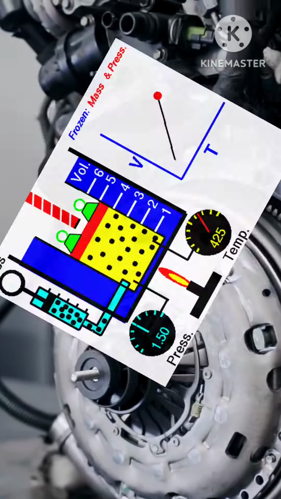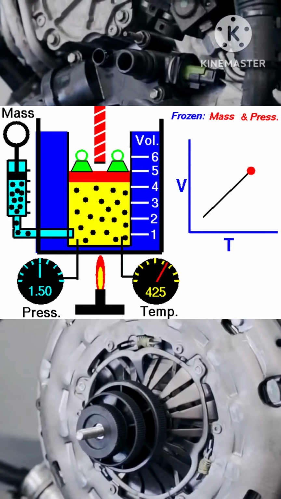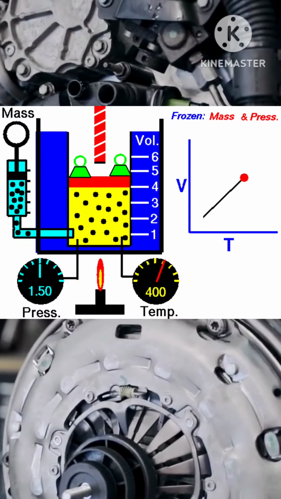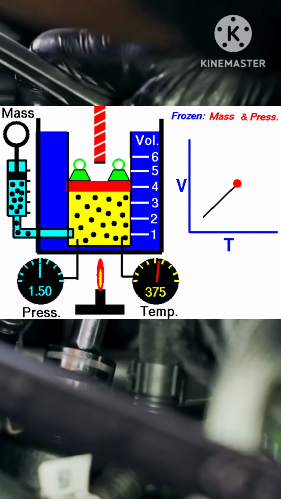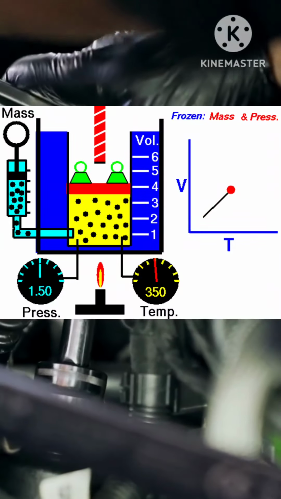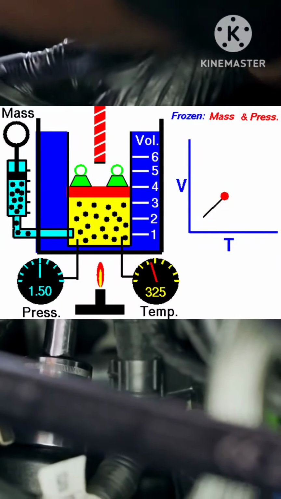The third type is the isobaric process, where pressure remains constant, meaning ΔP equals 0. In this case, heat added or removed changes the volume and temperature. A common example is water boiling at atmospheric pressure.